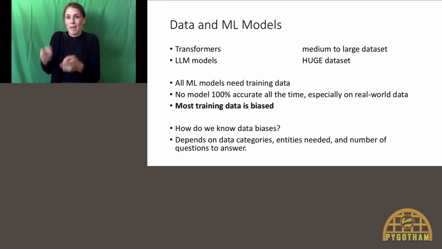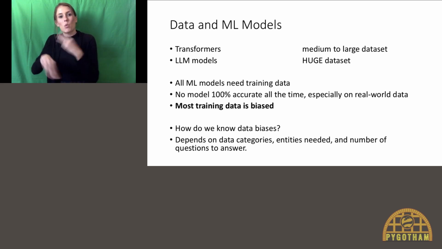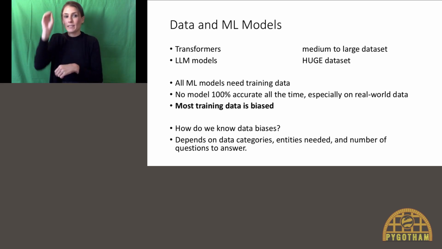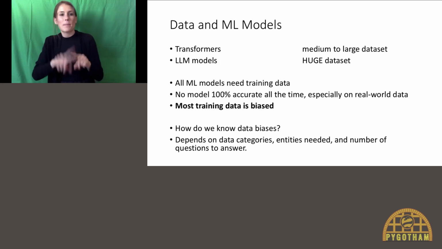So let's think about data and models. Transformers typically use medium to large data sets. LLM models use huge data sets, and all ML models need training data. No model is 100% accurate all the time, especially when you give it real-world data. And most training data is biased. How do we know biases? It depends on the data categories, entities needed, and the number of questions to answer.